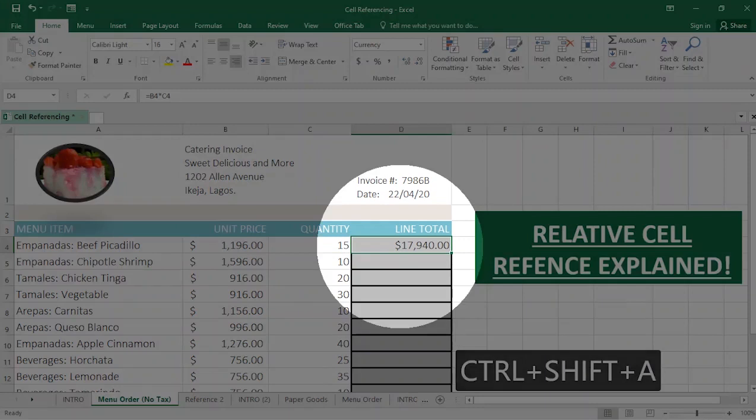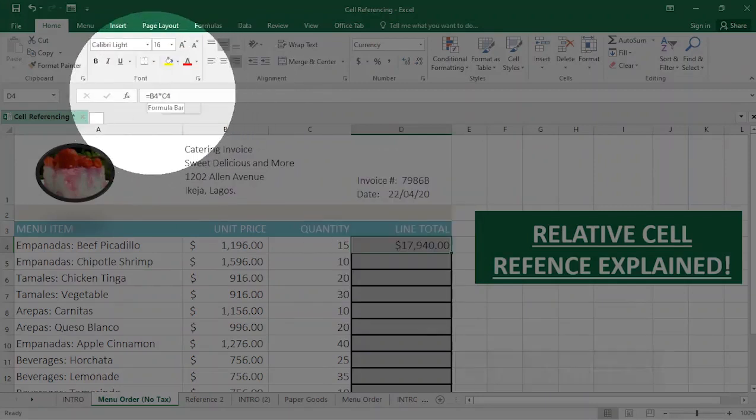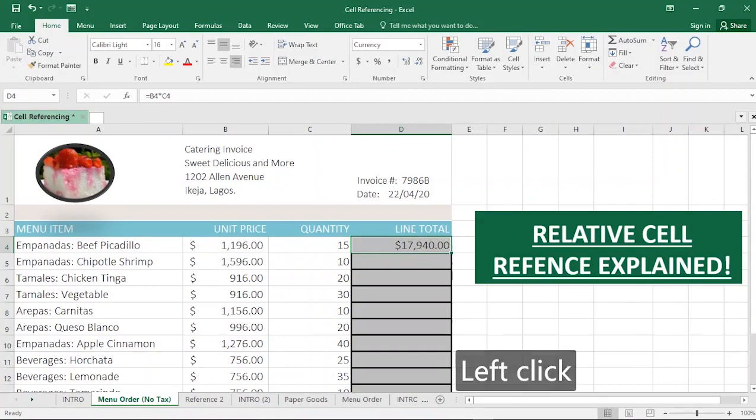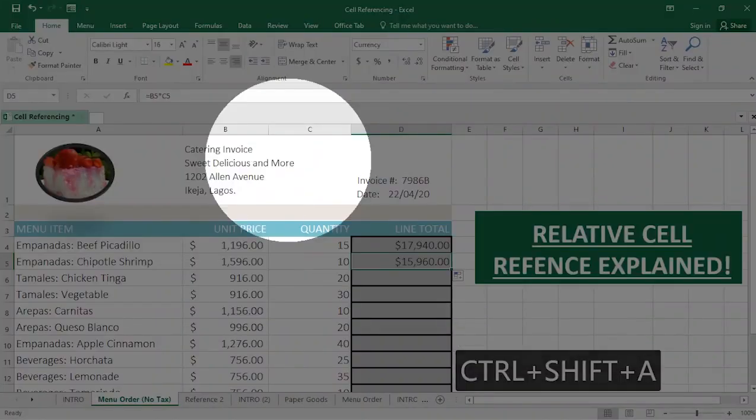Pay attention to what is happening on the formula bar. It says B4 multiplied by C4, which is what gives you the answer. Now, because the cell is referenced relatively, when this formula is copied down the column, you notice that it changes. If I copy this formula down this column by taking my mouse to the bottom right corner of this cell and dragging down, you'll notice that the answer and the formula will change accordingly, and it will change correctly.